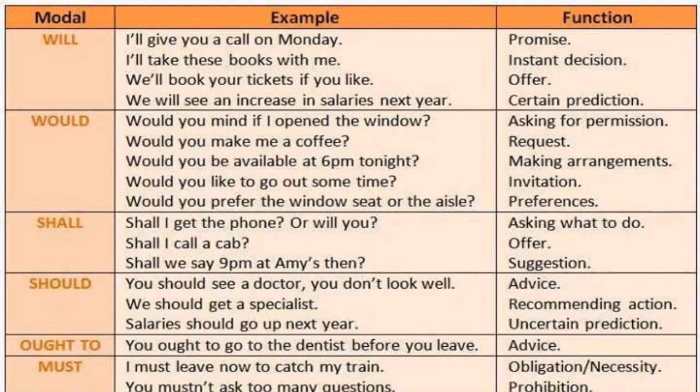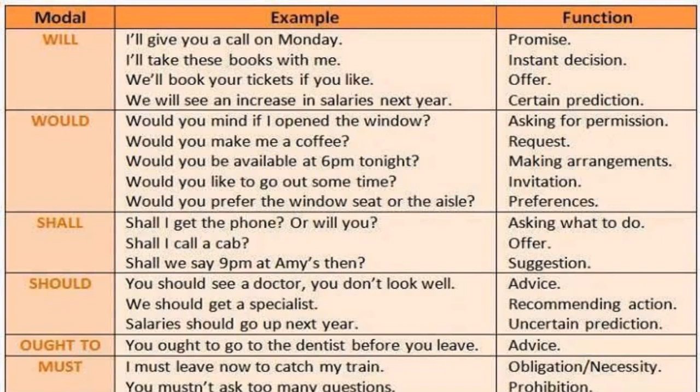Now let us discuss some modal auxiliaries with some examples and their function. First of all, will. Examples are, I'll give you a call on Monday. So it is expressing here promise. I'll take these books with me. It is an instant decision. We will book our tickets if you like. It is an offer. We will see an increase in salaries next year. Certain prediction. So will is used for promise, instant decision, offer, and certain prediction.